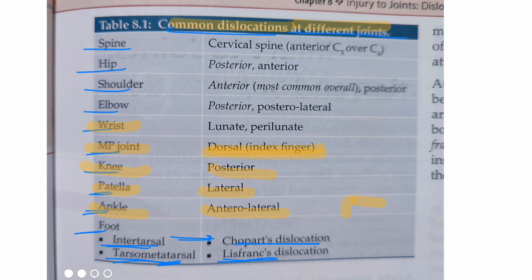In wrist we will have lunate and perilunate dislocation. In elbow most common is posterior and posterolateral. In hip we will have posterior or anterior. In spine we will have cervical spine, anterior C5 over C6. In shoulder, anterior is most common overall, anterior and posterior can also occur.